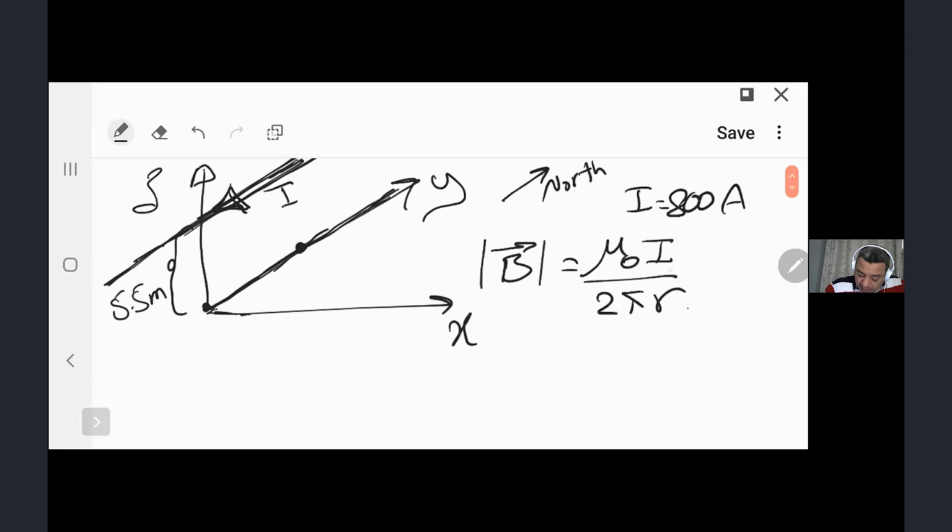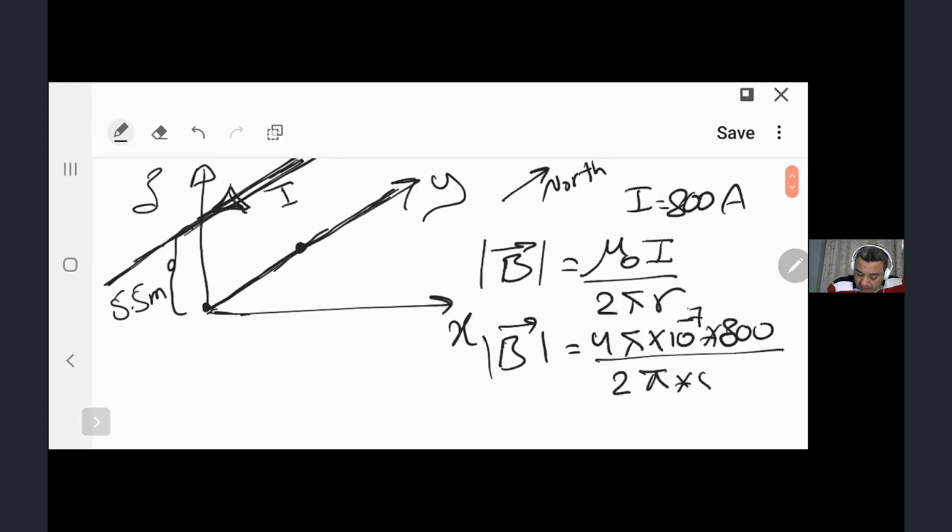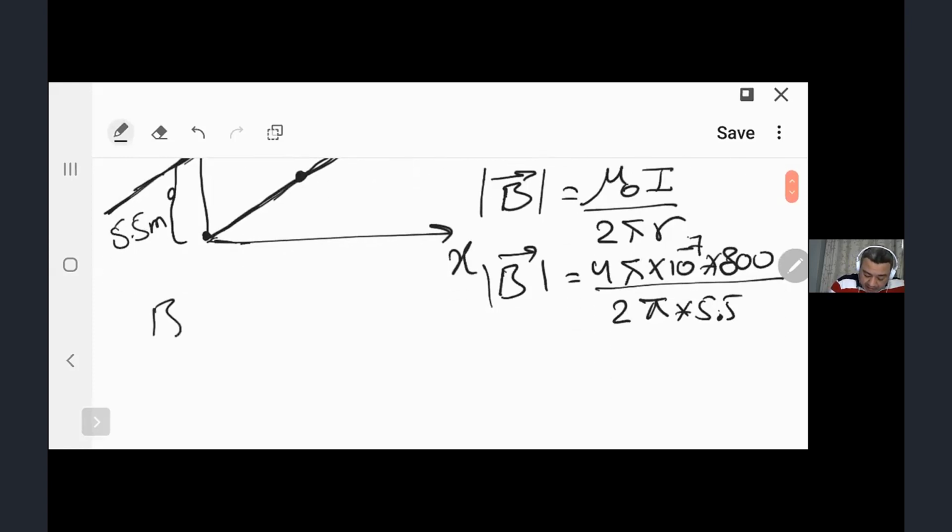We'll leave this for the direction for the time being, and we'll calculate now the magnetic field magnitude, which equals 4 pi times 10 to the power minus 7 times 800 divided by 2 pi times 5.5 meter, and the answer is B magnitude equals 2.9 times 10 to the power minus 5 Tesla. Okay, so I found the magnitude of the magnetic field.